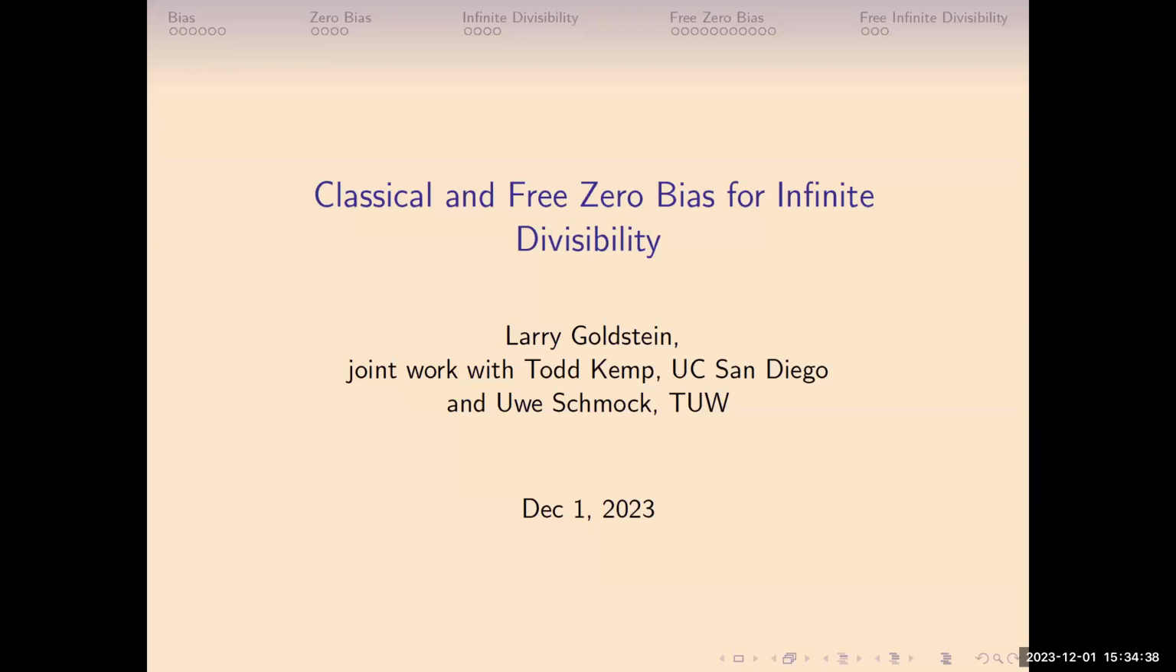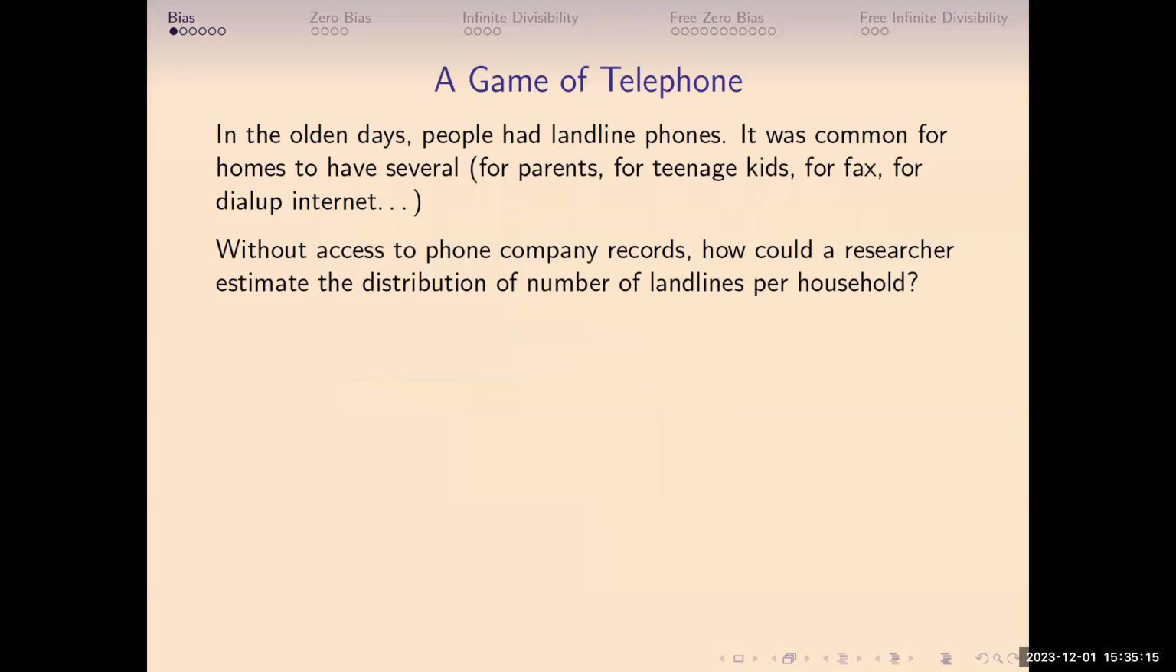I've been curious for a long time whether these distributional transformations can also be applied, if they even exist, in these other realms of probability, particularly the one known as free probability. But first, half the talk will be on some work that I've done. This is joint work with Uwe Schmock, who's in Vienna, and this is the classical portion. And then I've been working with Todd Kemp at UCSD and extending some of these ideas into this world of so-called free probability. Okay, so we'll start with the classical version.